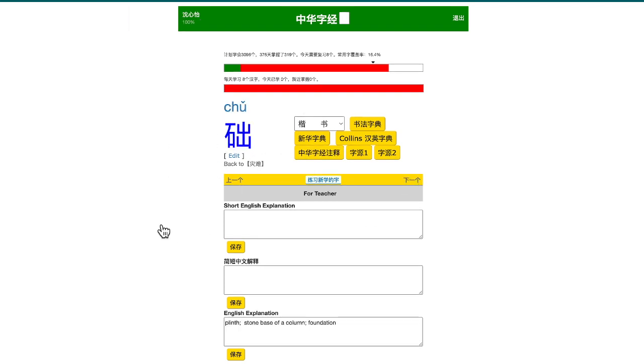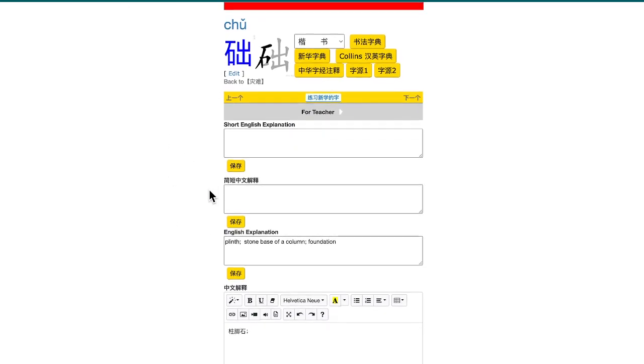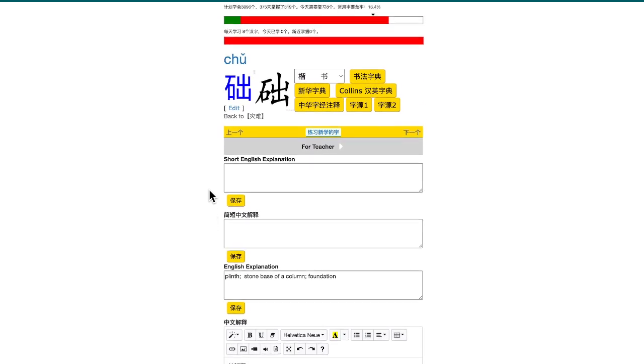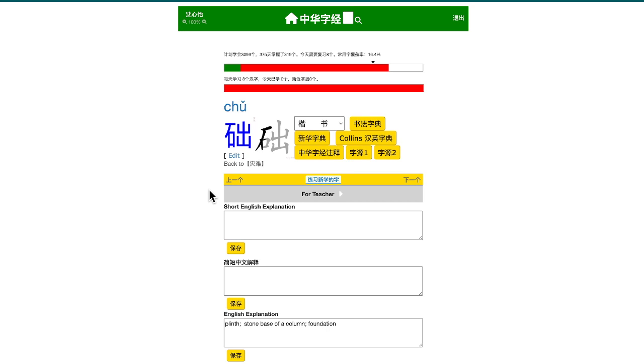Next one is chu. Now chu also means base or foundation, but it's a particular foundation. It's a stone base for a column.